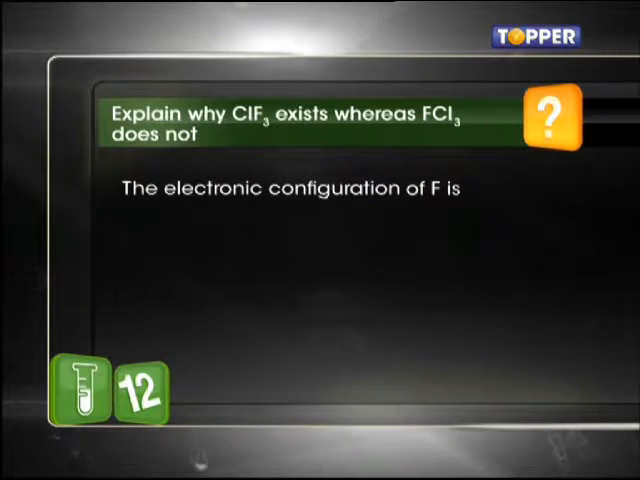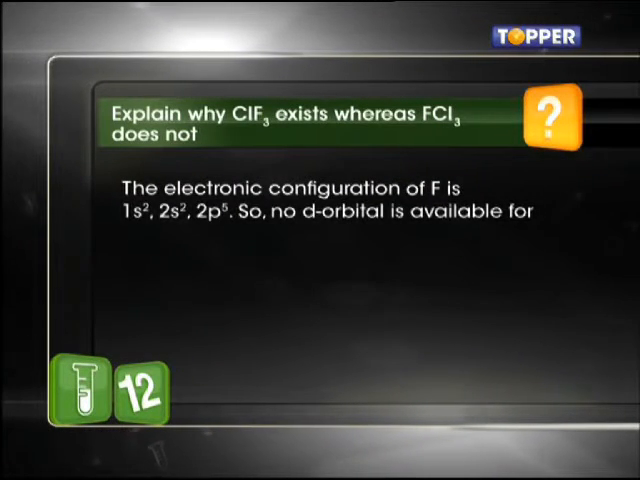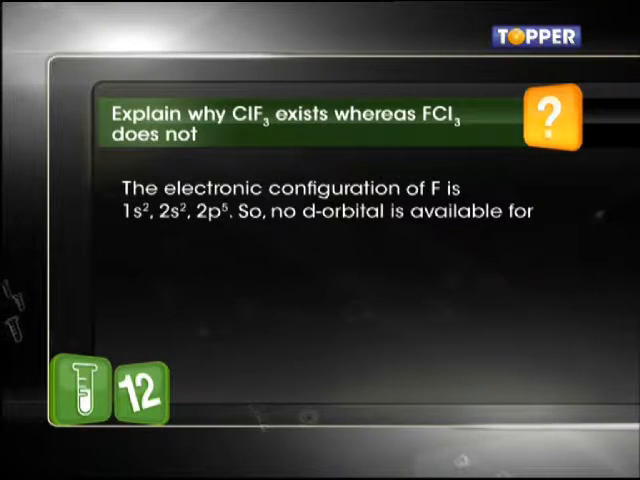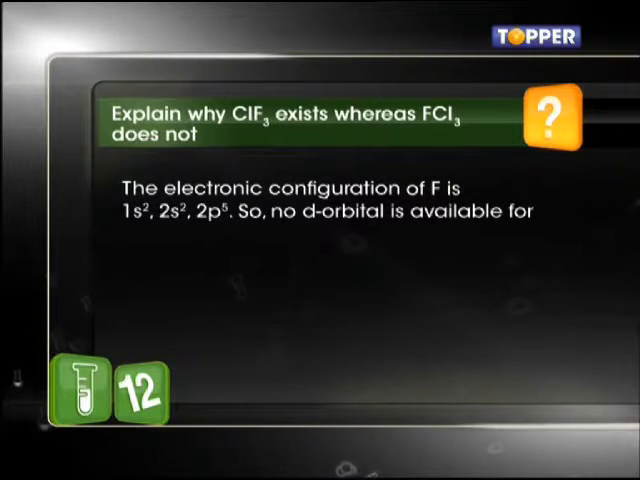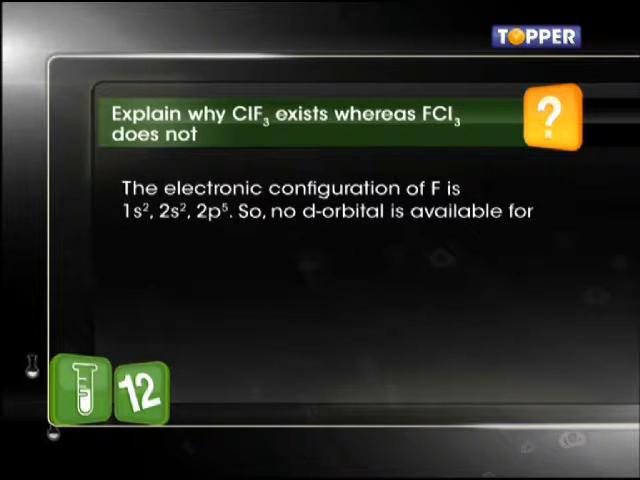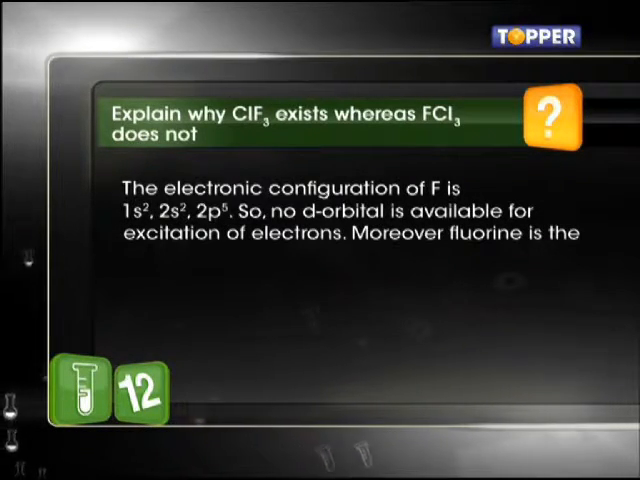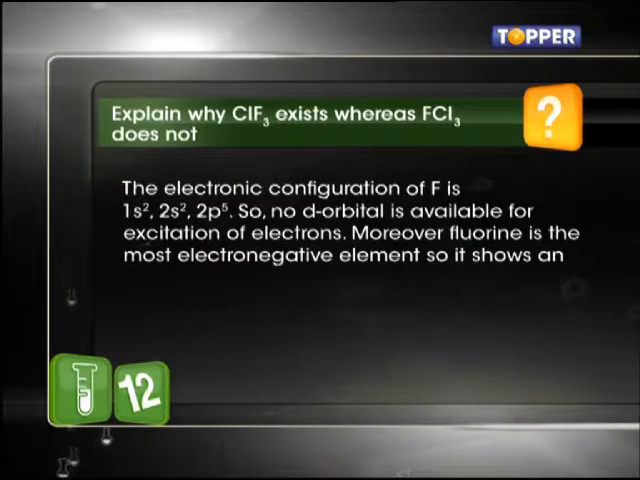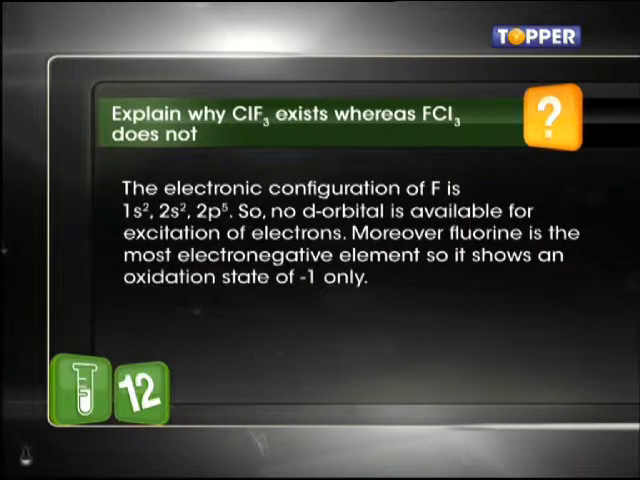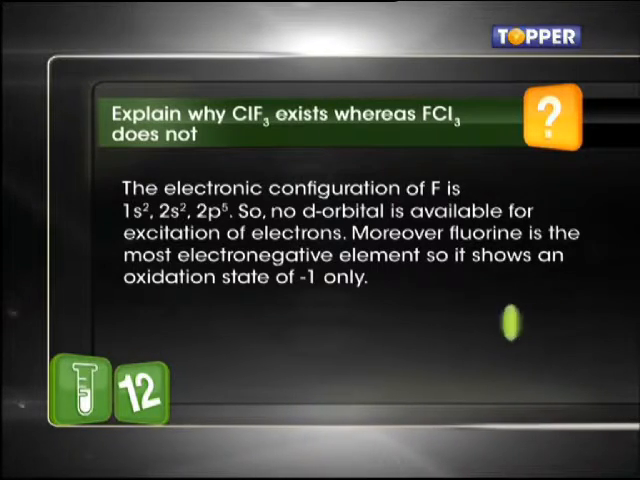Whereas the electronic configuration of F is 1s2, 2s2, 2p5. No d orbital is available for excitation of electrons. Moreover, fluorine is the most electronegative element, so it shows an oxidation state of -1 only.